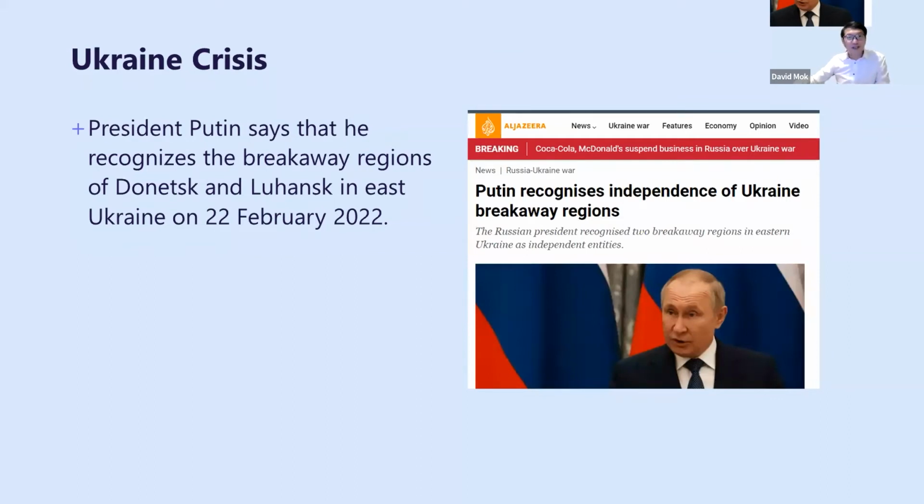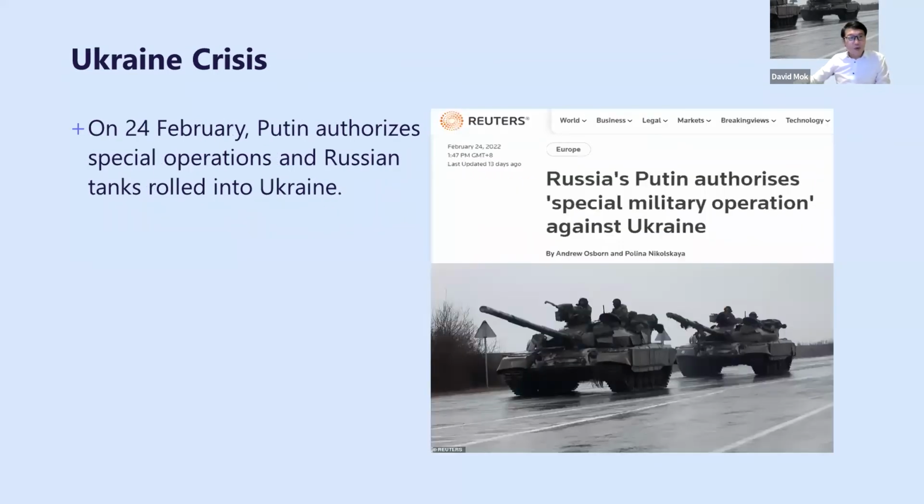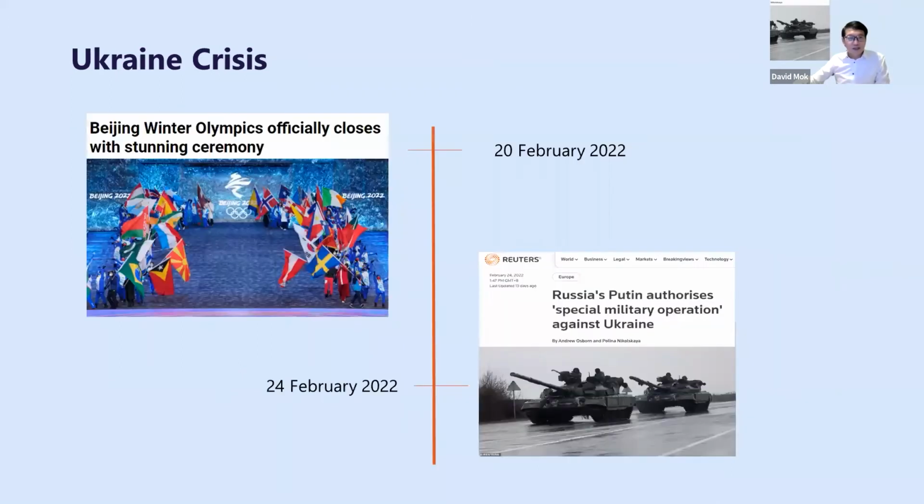He actually took action. Of course, for all of us who watched the geopolitical events, it seemed unlikely that one would invade, but he did. On 22nd, he announced it, and on 24th, he moved in, authorized a special operation, and Russian tanks just rolled into Ukraine.